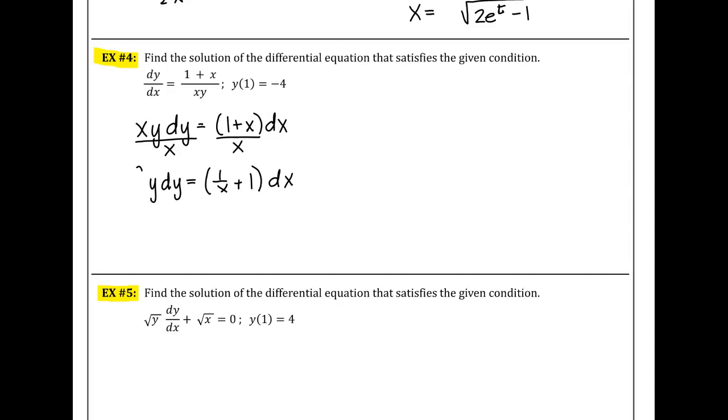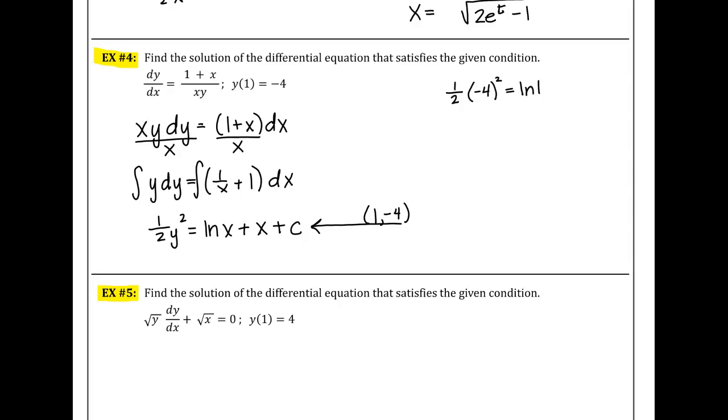All right, from here, I'm going to integrate both sides. So I have the antiderivative of y, 1/2 y squared. And the antiderivative on this side, what's the antiderivative of 1 over x? Natural log of x, that's right, plus x plus c. Giant arrow. 1 comma negative 4 is my initial condition. Okay, so I'm going to go over here, 1/2 times negative 4 squared equals natural log of 1 plus 1 plus c.